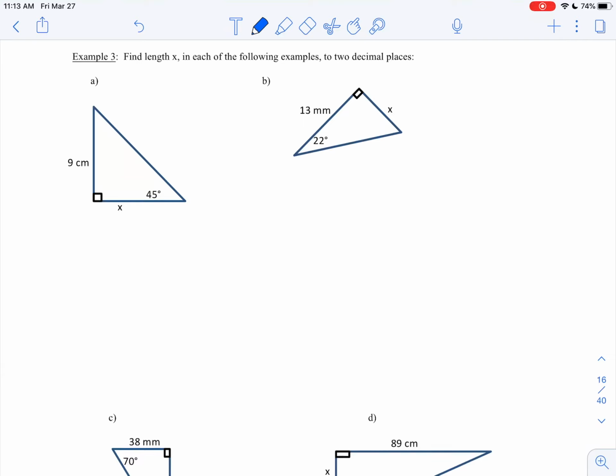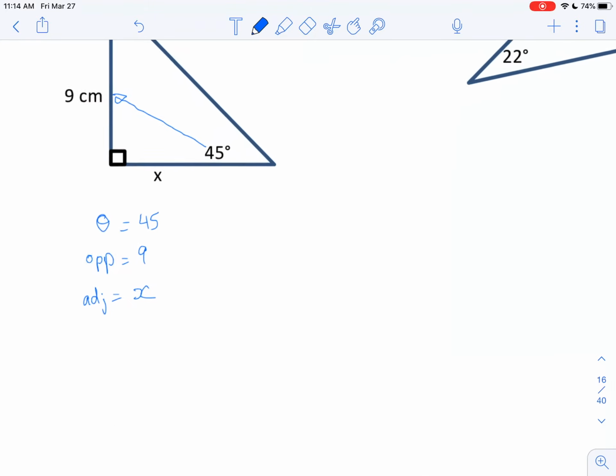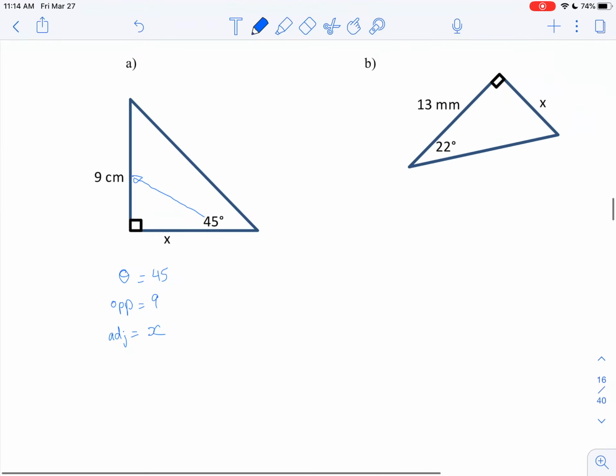Okay, first problem here. I'm going to speed things up a little bit. So we're going to say theta, opposite, and adjacent. Theta is equal to 45 degrees. Opposite, that's my theta. I know that opposite is 9. And then my only other remaining side that's not my hypotenuse or opposite is my adjacent, which is x. So always label the opposite before your adjacent. I find it's much easier.